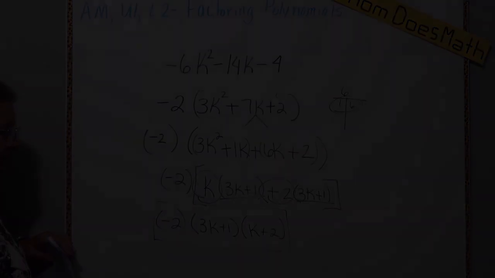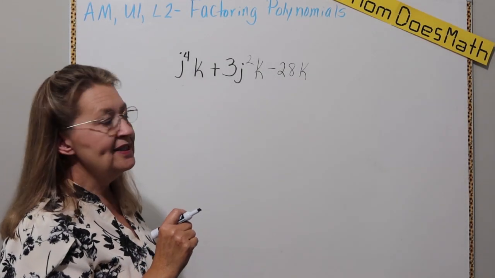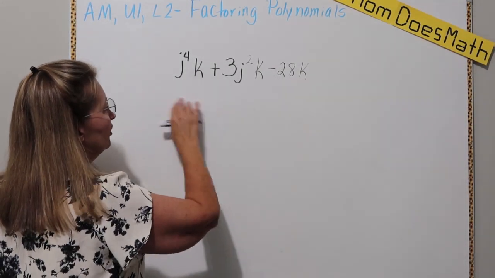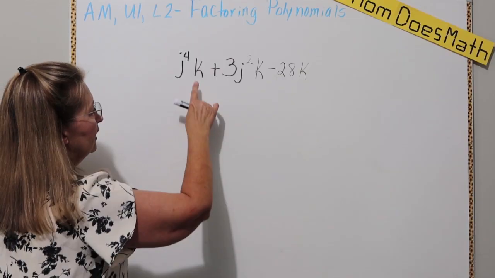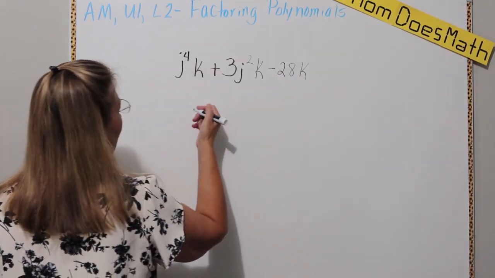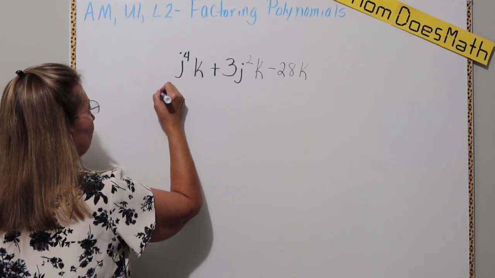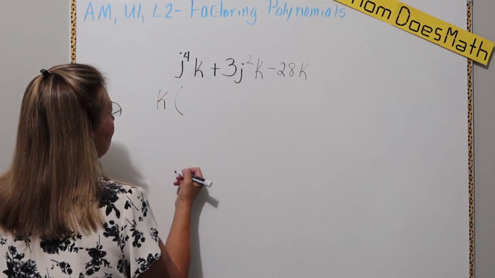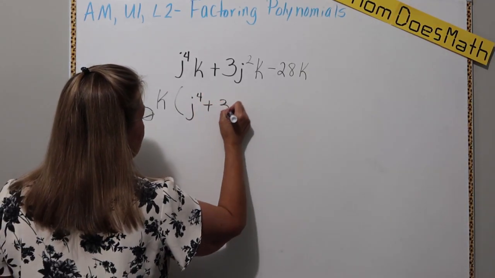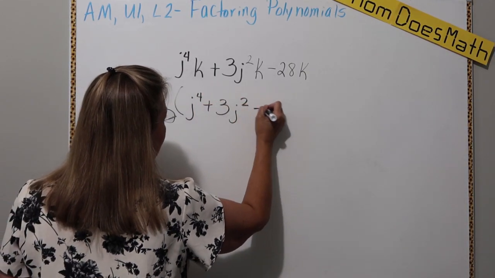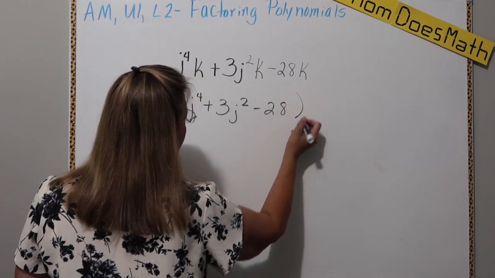So there you go. Okay, let's look at problem 27. We have a trinomial, and the first thing we always want to do is look for a greatest common factor. Now we do have a k all the way down, so let's divide it out, factor it out. And what's that going to leave us? j to the 4th plus 3j to the 2nd minus 28.